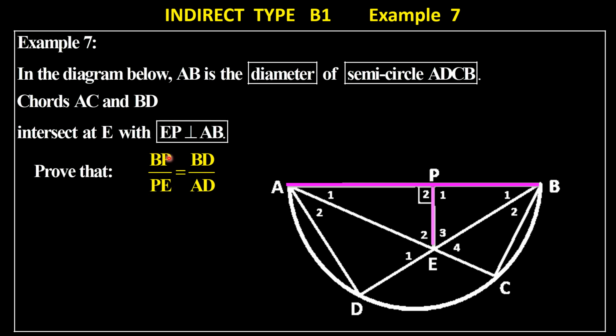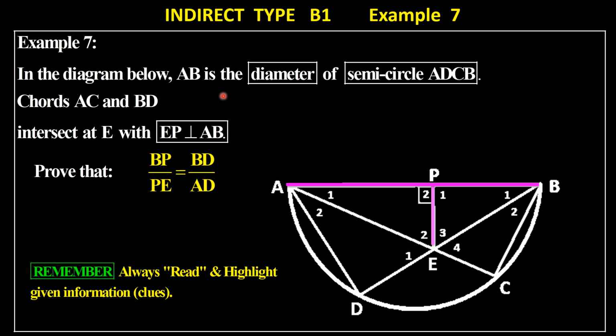And here we have to prove, and you see there's a proportion that we want to prove. So it's important that you always read your information and highlight the given information, because if it's given that something is a diameter, you have to use it. If that's perpendicular, you need it as part of your solution. It will never be that something is mentioned, it's a diameter, and you don't need to use that diameter in your solution. Now, you can try this on your own first, and then you can look at the solution in the next slide.